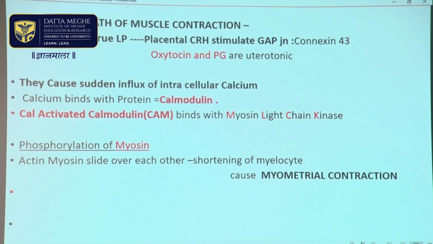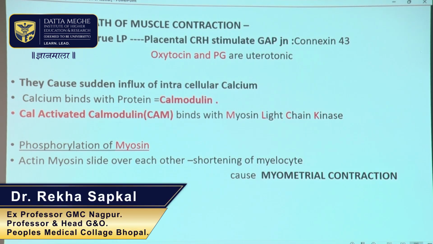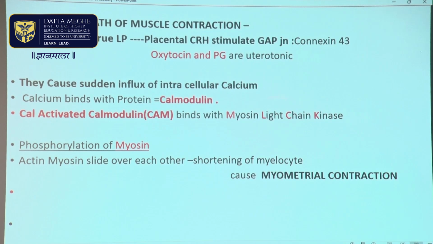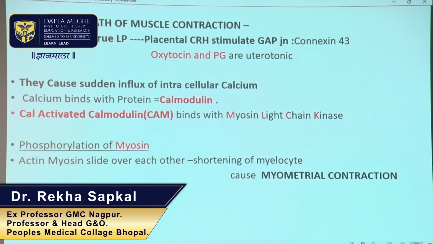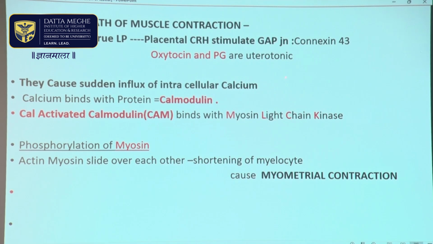Now, these uterotonics which are formed, like oxytocin and prostaglandin. The placental CRH stimulates the gap junctions, and for the transport of calcium and other ions, channels are formed. So, oxytocin and prostaglandins are uterotonics, and they are increased 48 hours prior to the onset of true labor pains. They cause sudden influx of intracellular calcium from the extracellular compartment.